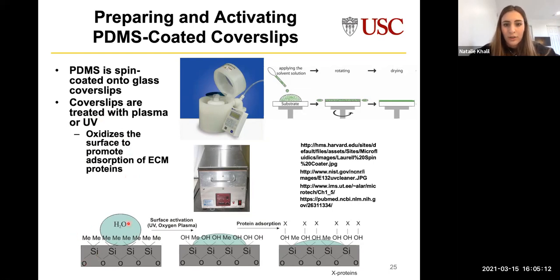And this oxidizes the surface. It makes it more hydrophilic and promotes absorption of ECM proteins onto its surface. And so here's a schematic of what we're doing. We start with a very hydrophobic surface of PDMS, so we can see the high contact angle and all of these hydrophobic methyl groups. After surface activation through UV or plasma, we've replaced some of these methyls with hydroxyl groups and then can absorb proteins onto the surface.